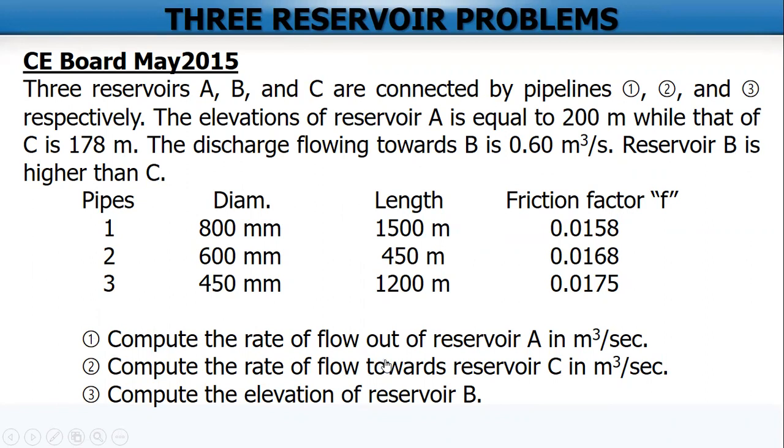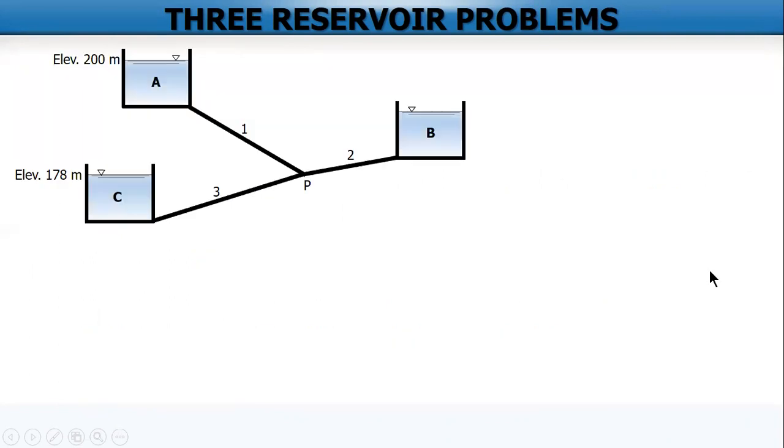1. Compute the rate of flow out of reservoir A. 2. Compute the rate of flow towards reservoir C. And then 3. Compute the elevation of reservoir B. Okay. Ang given dire ang discharge sa B. So, wala elevation ng B, unknown pa. So, ang given, kine, Q2 equals 0.6.